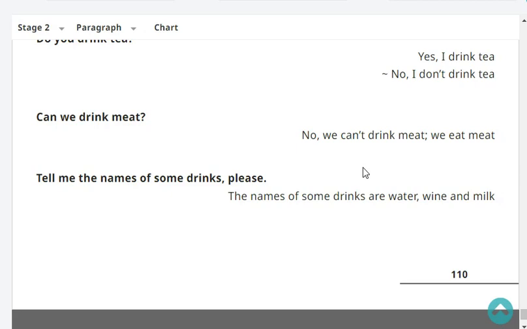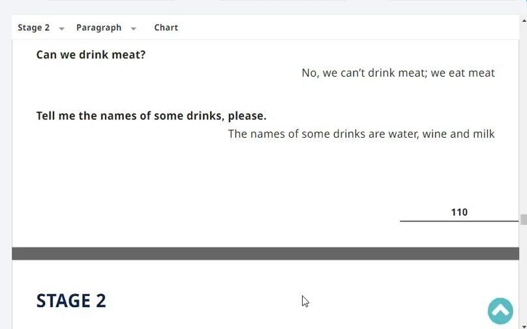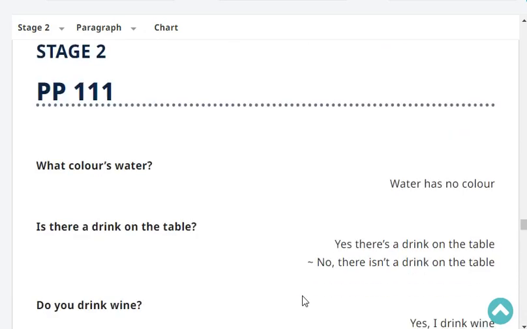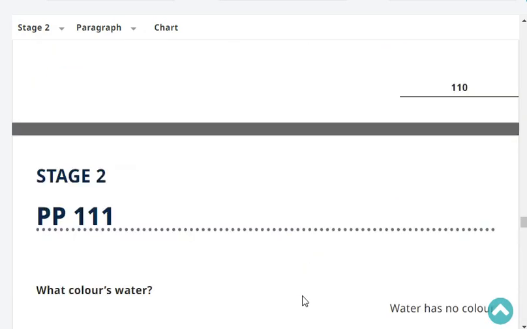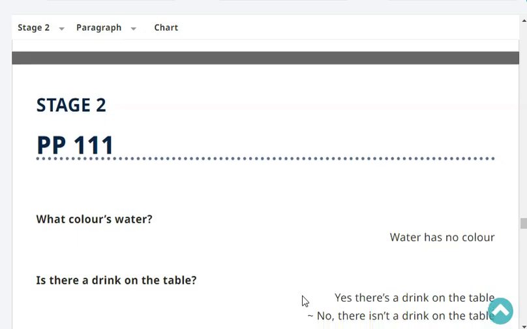Tell me the names of some drinks, please. The names of some drinks are water, wine, and milk. Very good. What color's water? Water has no color. Very good.